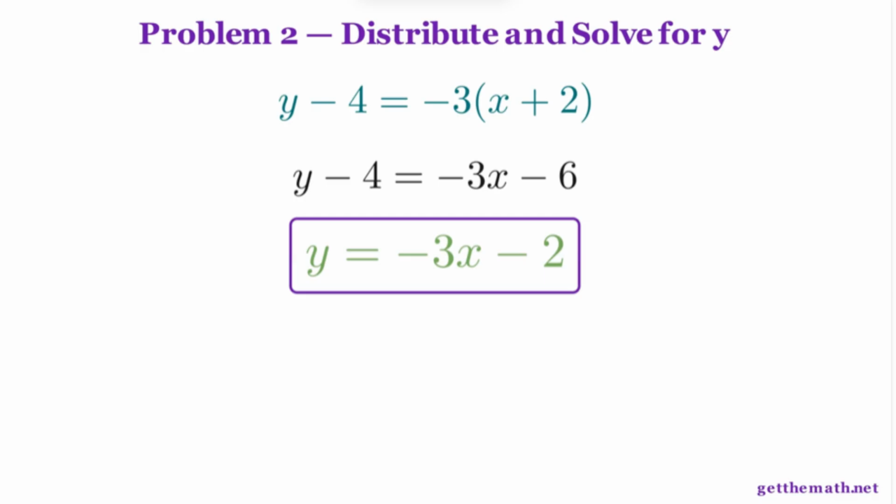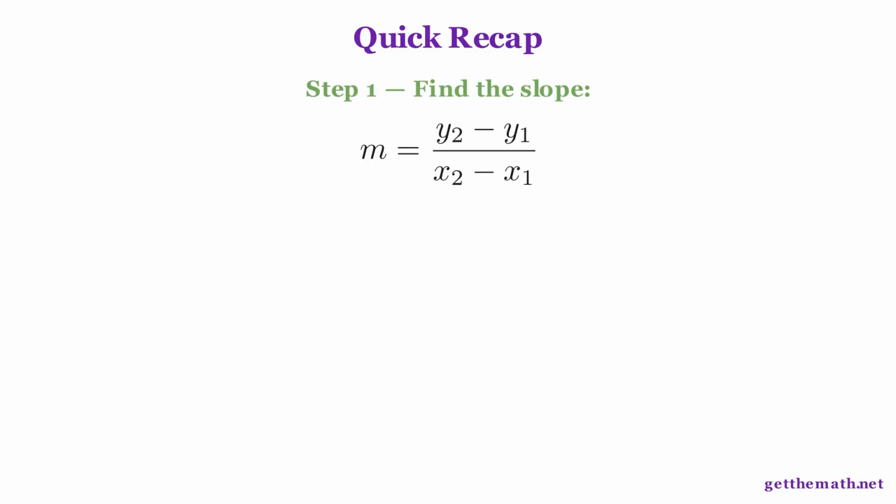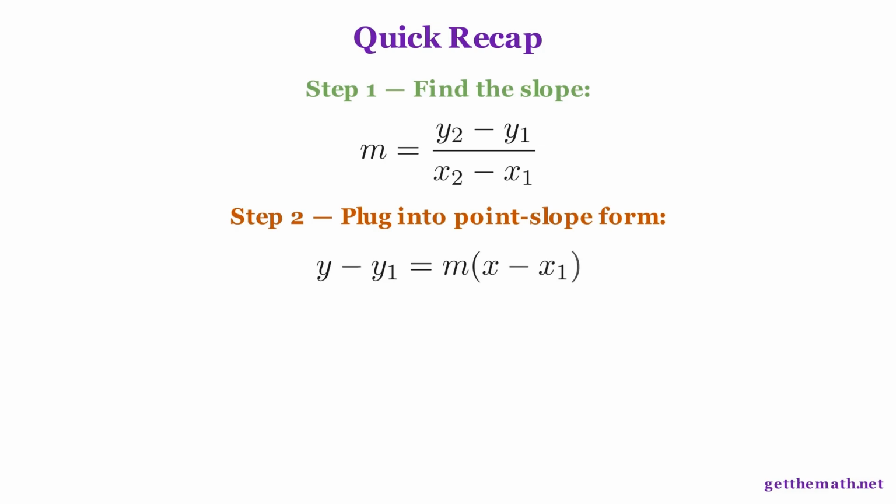That's the step where most mistakes happen. Slow down right there. Recap. Let's recap the two-step process. Step 1. Use the slope formula to find m. Step 2. Plug m and your first point into point-slope form.